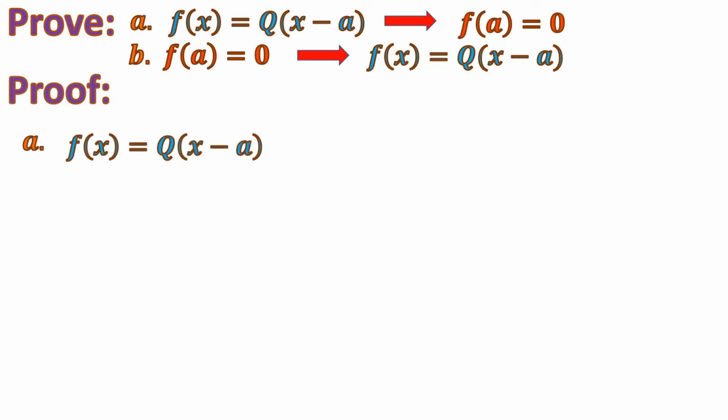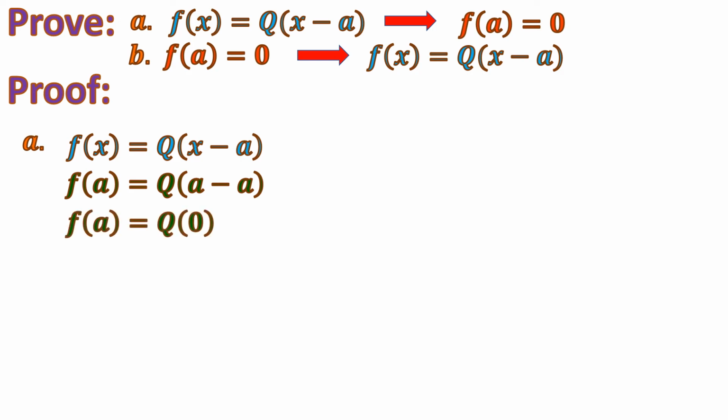Starting here, f of x is equal to the quotient times the divisor x minus a. The given is that x minus a is a factor, and we are going to show that f of a is equal to 0. So we substitute a for x, and we will find f of a equals 0. a minus a is 0, and q times 0 is 0. So here you go, you have f of a equals 0, and we have proven the first one, which says that if x minus a is a factor of the polynomial, then the remainder is 0.